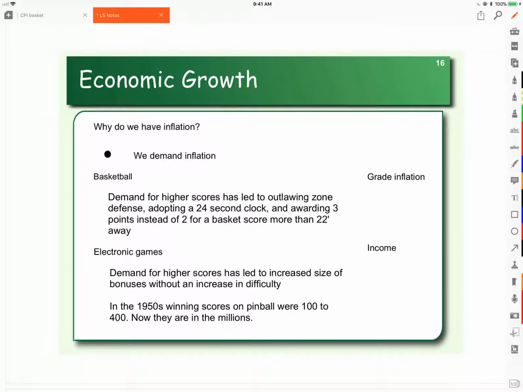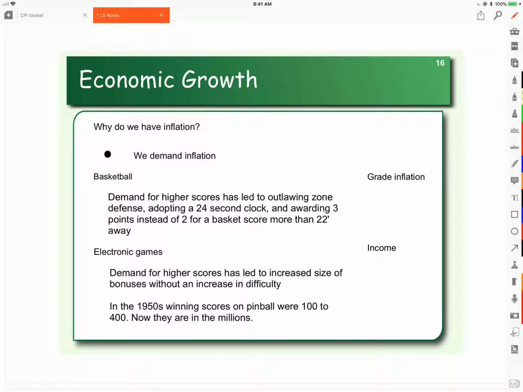So why do we have inflation? There are two types of inflation. They are demand pull and cost push, and it has to do with why we have inflation. So the first, we demand inflation. We like when numbers get bigger.